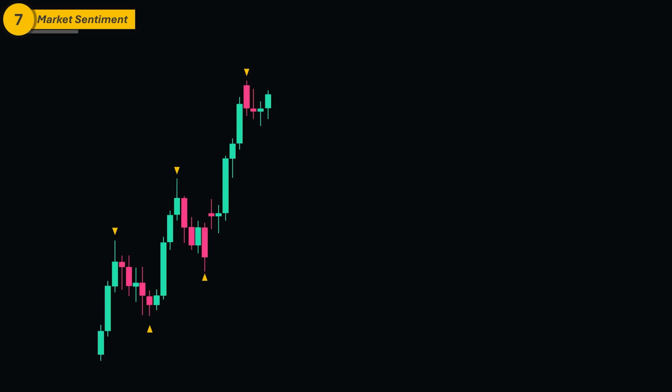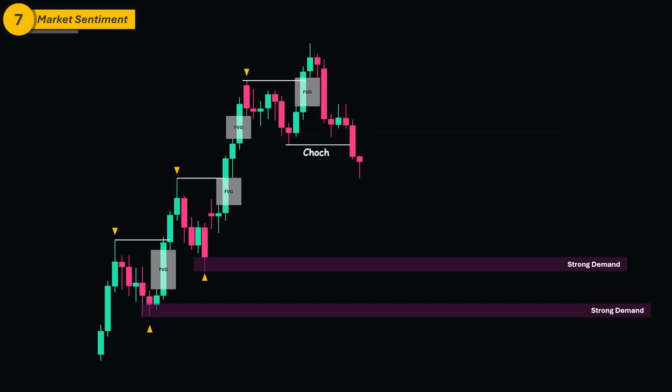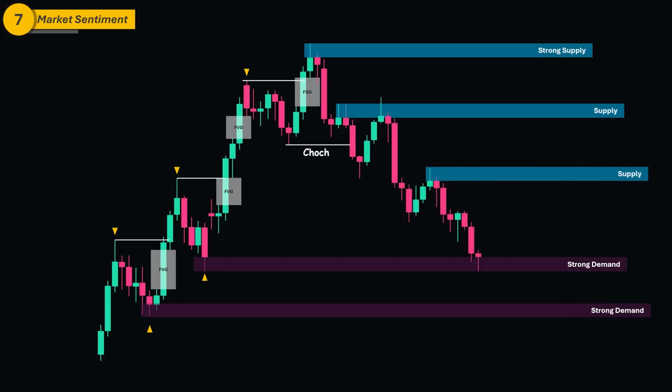Imagine the market is in an uptrend, forming a series of higher highs and higher lows. Each time price breaks structure to the upside with fair value gaps, a strong demand zone is created. These demand zones remain unmitigated until price revisits them, offering ideal opportunities to trade with the dominant trend. However, if the price breaks below a strong demand area, it forms a change of character. This signals two key things. First, supply has taken control over demand, and second, a new valid supply area has been established. From there, the price continues moving downward, forming new supply zones until it reaches the next unmitigated demand area.